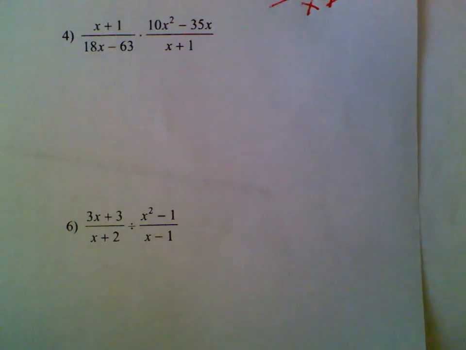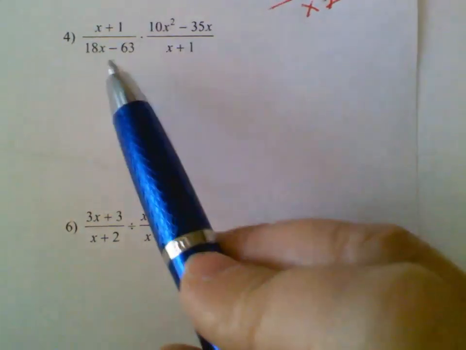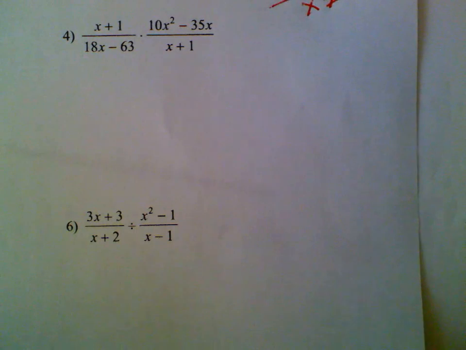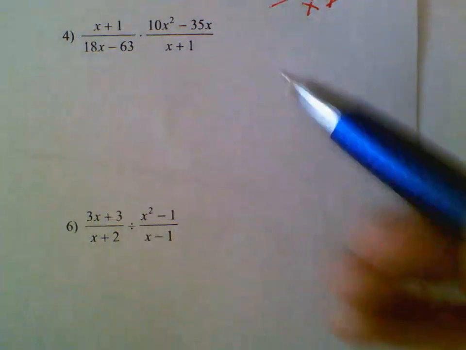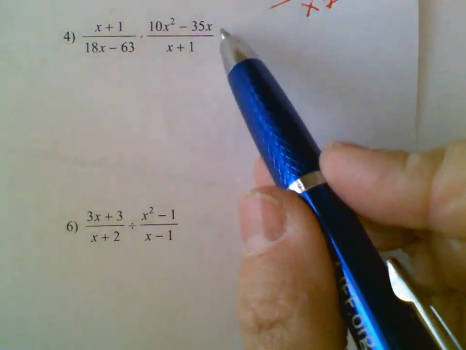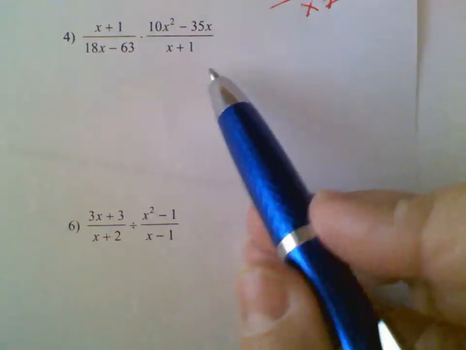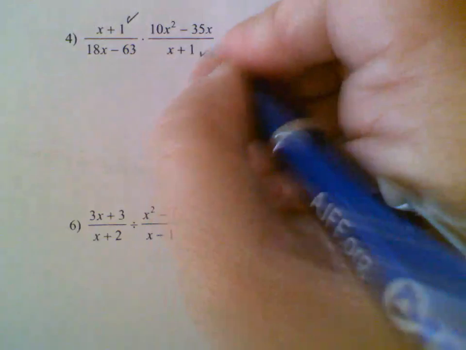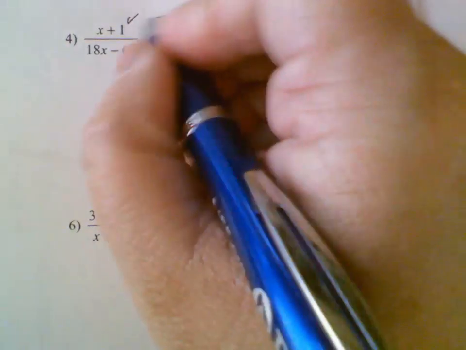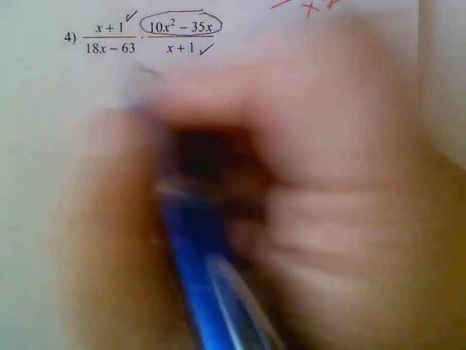Okay, so the second type of problem we're going to deal with is multiplication, which is really not that different from simplification. Now you have two numerators and two denominators, but we're just, again, going to factor anything, and then all the factors of the numerator will get multiplied together, and all the factors of the denominator will get multiplied together. So x plus 1 here and here, those are already factored, but we do need to factor this one and this denominator.